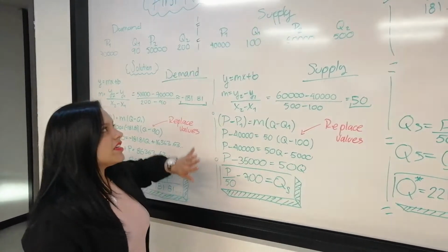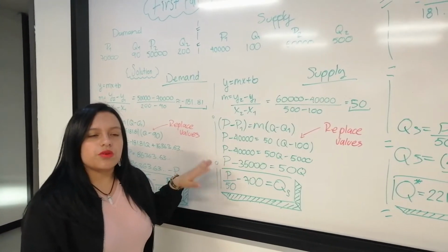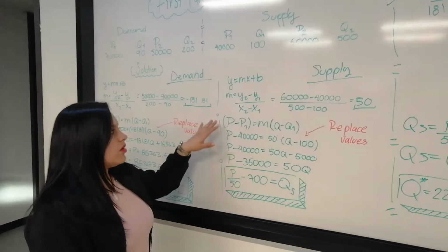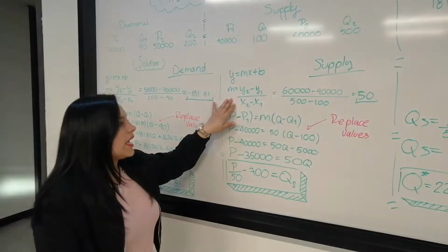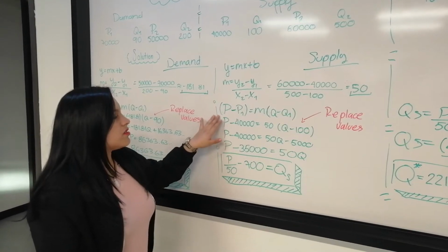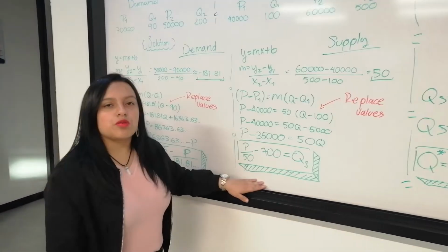On the other hand, here we have the prices and the quantities that we are going to use to create the supply equation. The first step is to find the slope with this formula, and after that replace the values in this equation to find the supply equation.